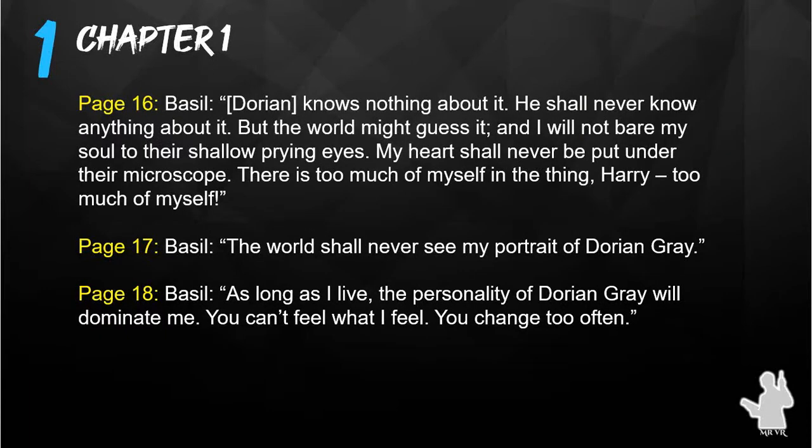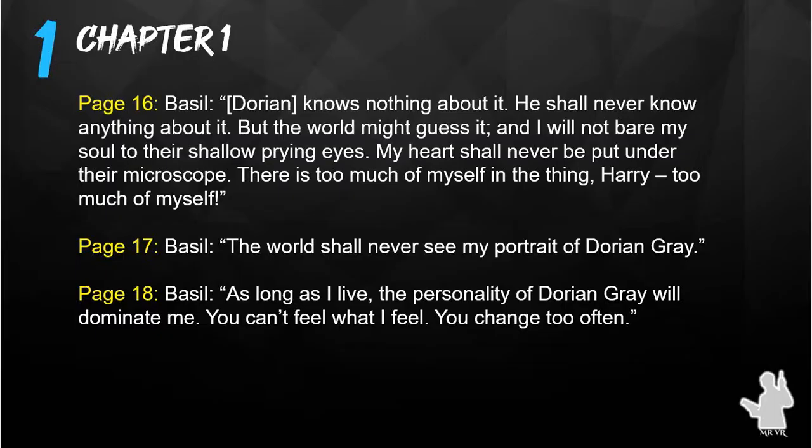Page 16 as well, Basil says, Dorian knows nothing about it, the fact that I like him so much. He shall never know anything about it. But, well, we'll see about that. If you've read further, you'll know. But the world might guess it, and I will not bare my soul to the shallow, prying eyes. My heart shall never be put under their microscope. There is too much of myself in the thing, Harry, too much of myself. And he's reiterating why he will never display this painting.